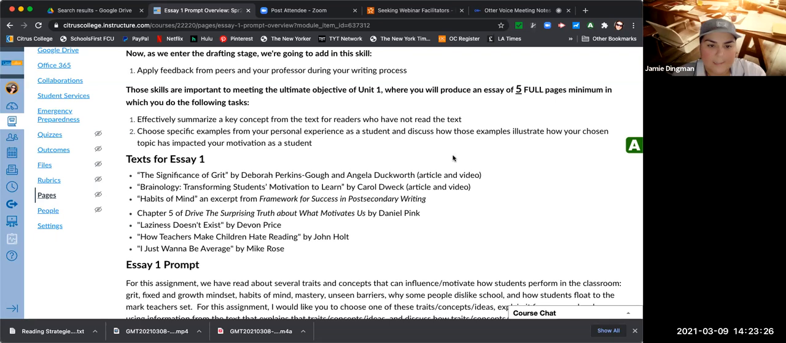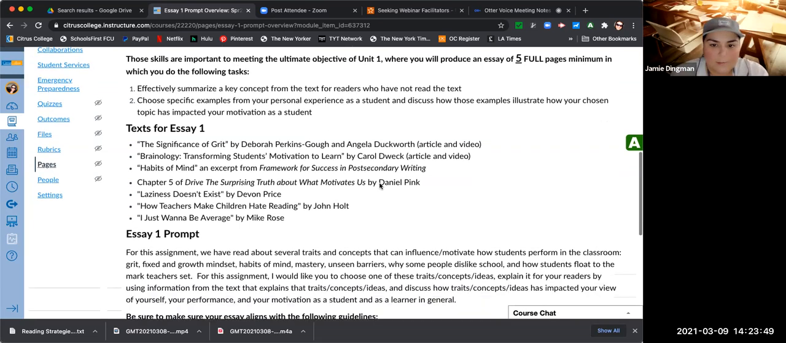And so we'll get into that, right? With like the significance of grit. Let's say you really connected to that. You really want to write about that. What number two means is that you're going to choose specific examples from your educational past or work past, and explain to me how being gritty or not being gritty influenced or impacted your learning and your motivation, okay?